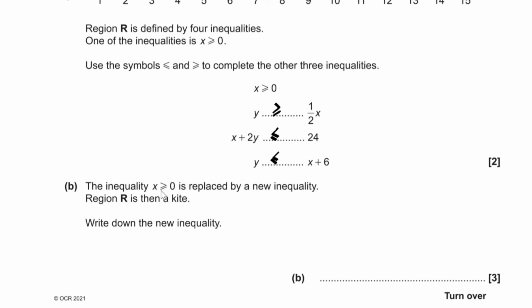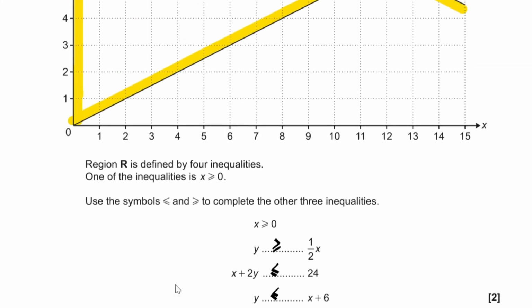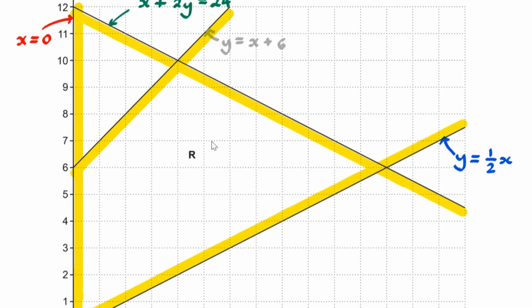Then for part B, the inequality x is greater than or equal to 0 is replaced by a new inequality, and the region is then a kite. Write down the new inequality. So if the region is a kite, well, we can form a kite like so. We've got a line here, and then another line here. And if I have this bit but in the opposite direction, like so, such that now we've got a kite.